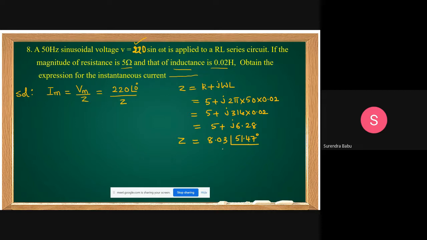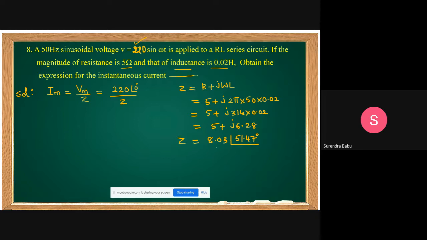Sir, how to convert into polar form? Actually, whatever calculator we are using, from that calculator you can directly convert rectangular into polar. But in the GATE exam, there is a virtual calculator, and in that there is no such conversion. Then in that case, how can we do it, students?